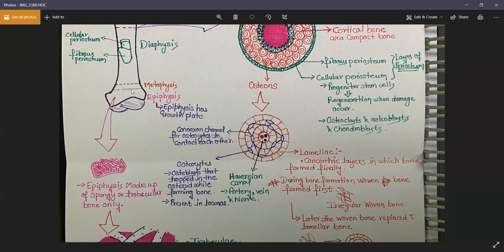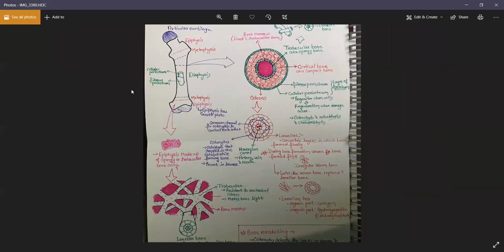Yeah. So that's about the anatomy of my bone. Any doubts so far? No, thank you.